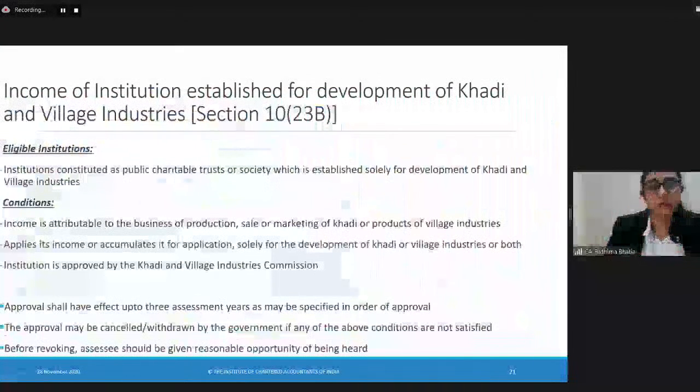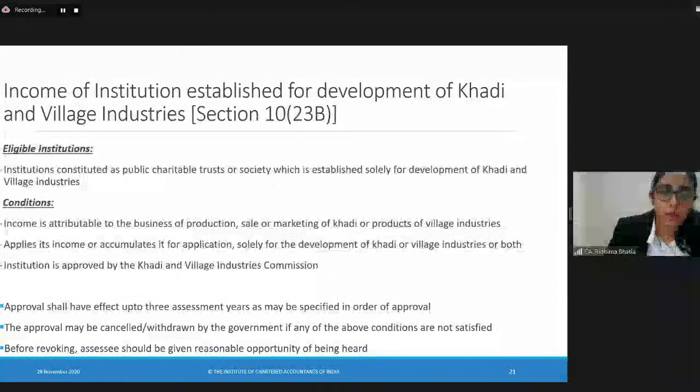Next, again, I'm moving towards welfare of a certain section, which is for khadi and village industry, coming from contributions. But their purpose should be the promotion, production, sale or marketing of khadi or the products of village industries. If they do so and apply the total income for the development of khadi or village industries, only then their income would be exempt under section 10 clause 23B. But the income is exempt for a maximum of 3 years, not always. If the exemption is given on certain conditions and you do not follow them, it would be withdrawn, giving you an opportunity of being heard.